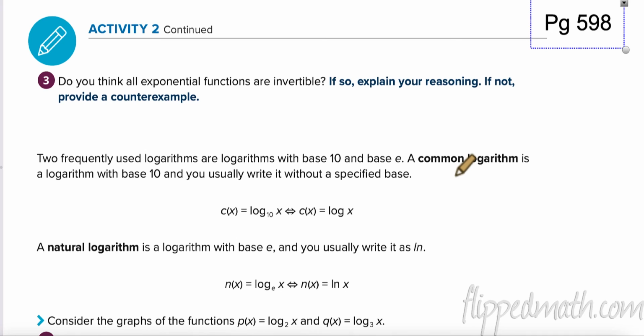All right, on page 598, it says, do you think all exponential functions are invertible? Well, let's take a look. They could look like that. They could look like this. They could look like this. They could look like that. They're all invertible because they all pass the horizontal and vertical line test, right? So all of them are going to be invertible.